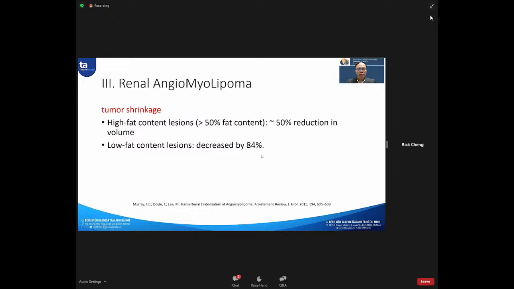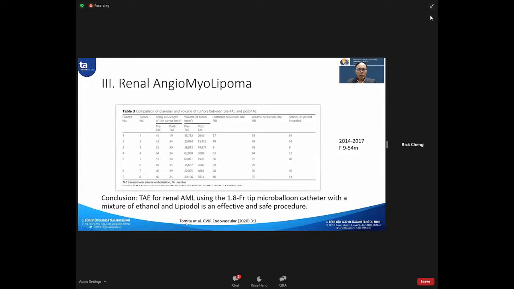80% or more. So one of the research from Tomia, he followed up with 7 cases from 9 to 54 months. He found the volume reduction of the AML is from 48 to 93%. He did the MRI with lipiodol mixed with ethanol. So it's an effective and safe procedure when used with microballoon.